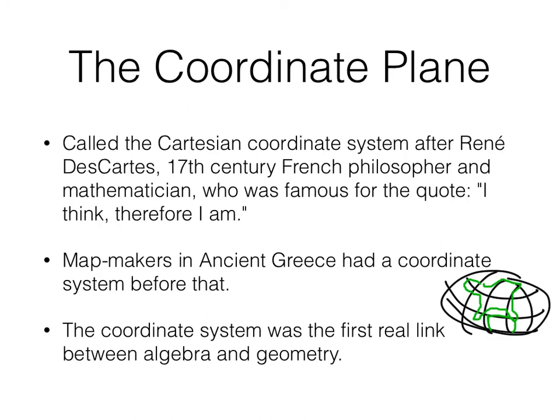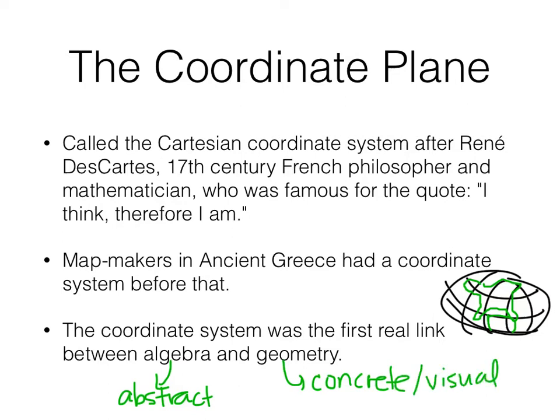So the coordinate system is the first link between algebra and geometry. It took the abstract concepts in algebra and made them something more concrete and visual. Okay? That way you can apply it to things in the real world.